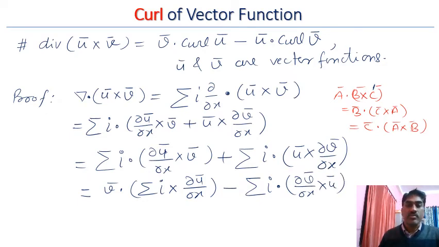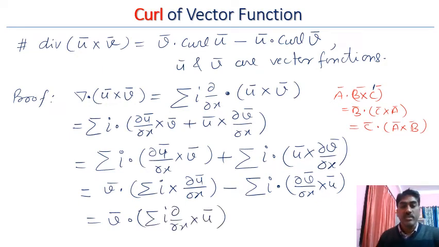Then we do the same process as in the first one. So we can write it as v dot sigma i and del by del x cross u. You can see that i del by del x has come together and it will form the del. So this will become del cross u. This is basically del cross u, and v is outside. So this we have obtained.